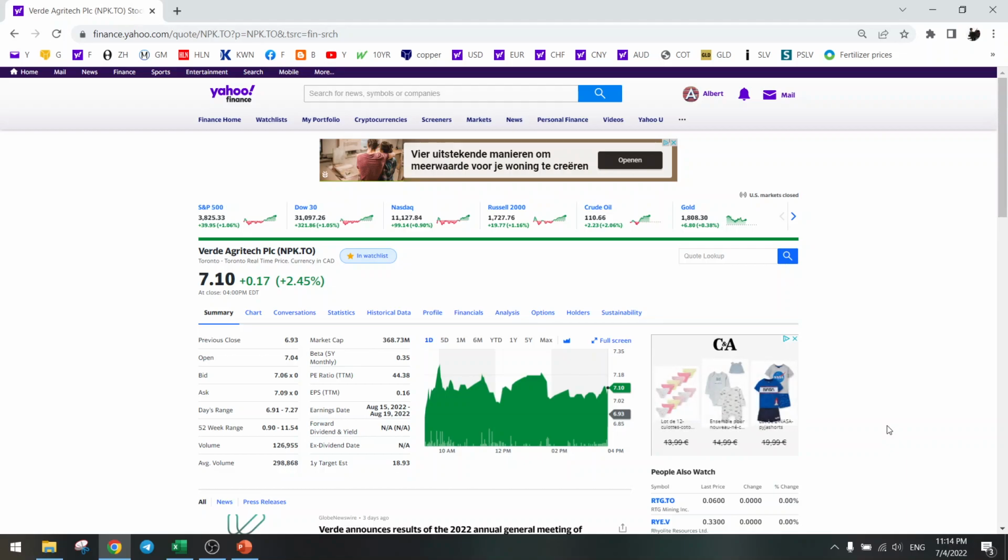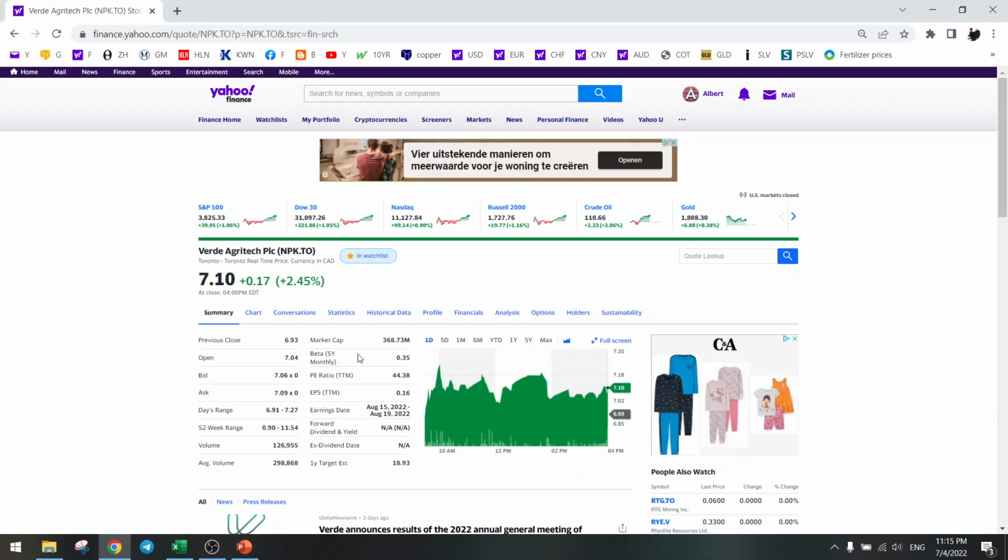Today I'm going to talk about Verde Agritech and show you a very easy formula to calculate the PE ratio, because everyone wants to know what the PE ratio is right now to know if this company is expensive or cheap.